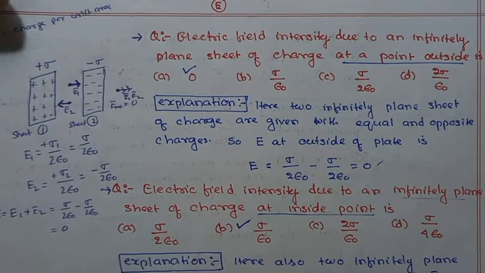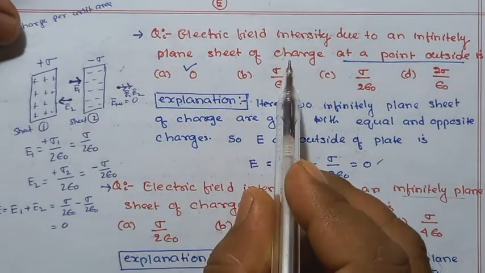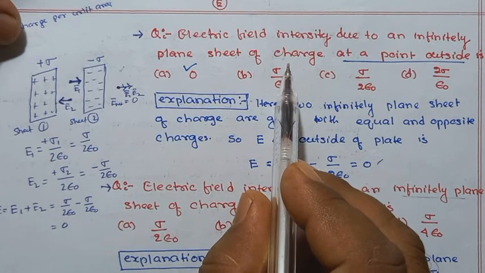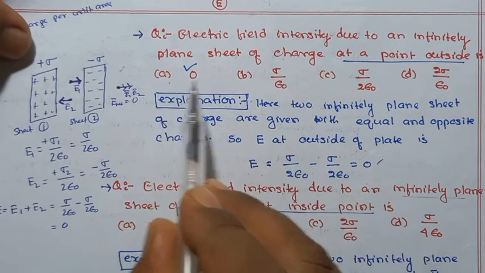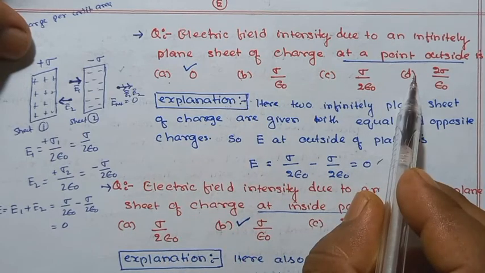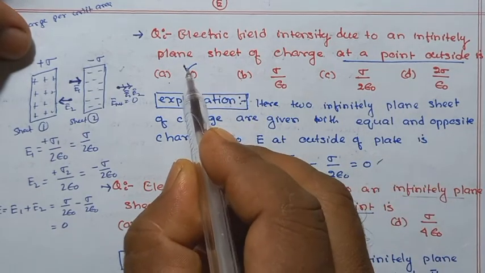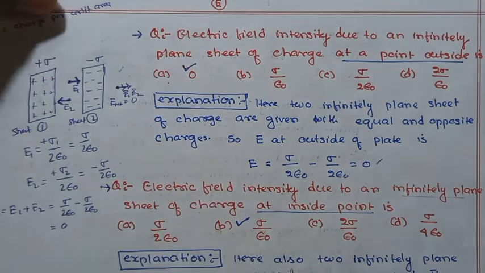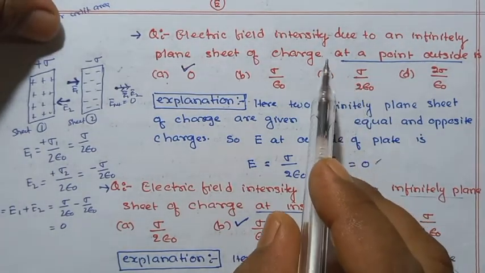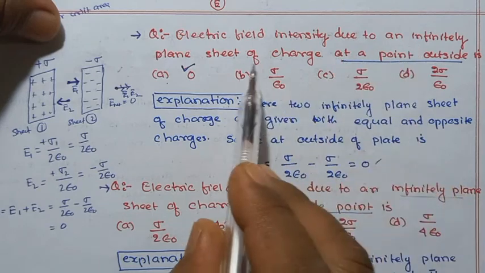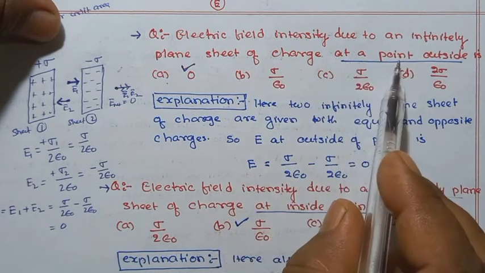Now next question is, electric field intensity due to an infinite plane sheet of charge at a point outside is. Options given A, B, C, D. Here option A is correct. Now detailed explanation. Here it is asking electric field intensity due to an infinite plane sheet of charge at a point outside.